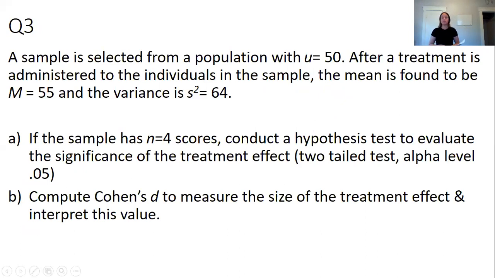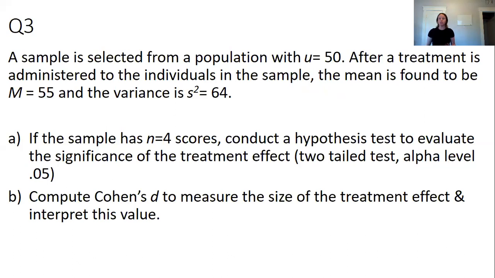This is a great example of something you might see on an exam. A sample is selected from a population whose mean is 50. Note, we have the population average, but we don't have anything about variability. After a treatment is administered to individuals in the sample, the new mean is now 55. And the variance associated with this sample is 64.